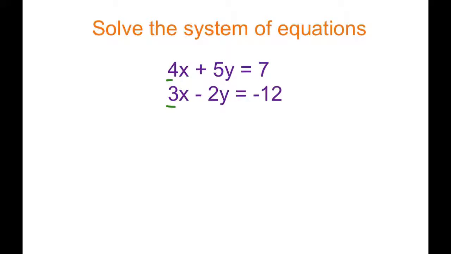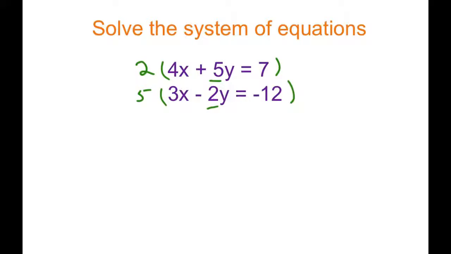So now I'm going to have to actually multiply both equations by something. So it's real easy. If I wanted, let's say, the 4 and the 3 to be the same, I could multiply the bottom equation by 4 and the top equation by 3. That would give me a 12x on the top and a 12x on the bottom. Pretty easy. But I'm actually going to work with the 5 and the 2. So I'm going to multiply this top equation by 2 and the bottom equation by 5.